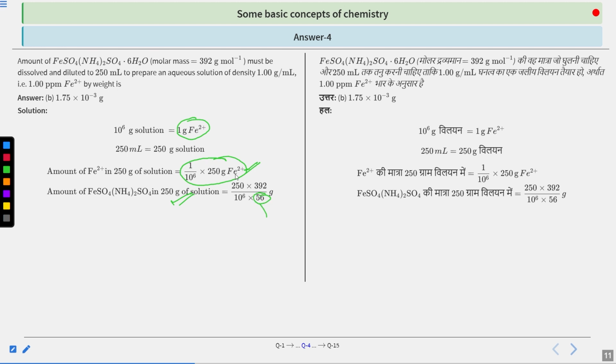So 1 gram of iron corresponds to 392 by 56 gram of salt. But we have to calculate for this much Fe2+, so we multiply it with this amount. Simply multiply, and that will give you the answer: 1.75 × 10^-3 gram. Just work it out, it will be easy to solve.